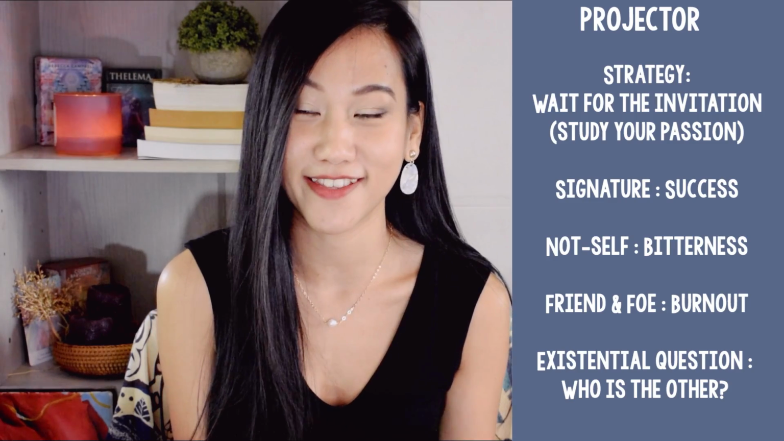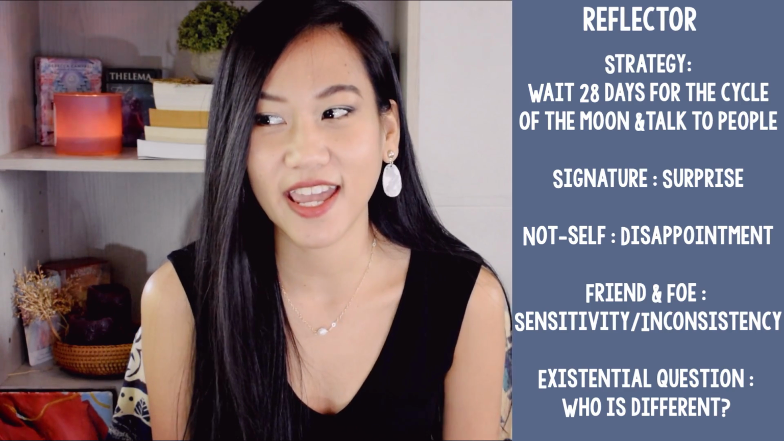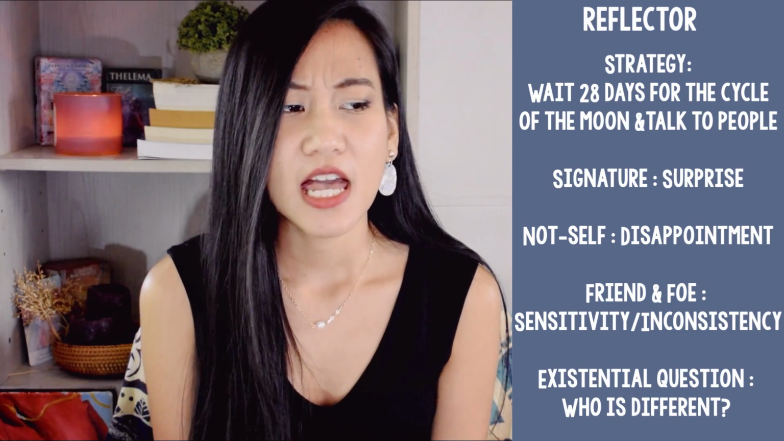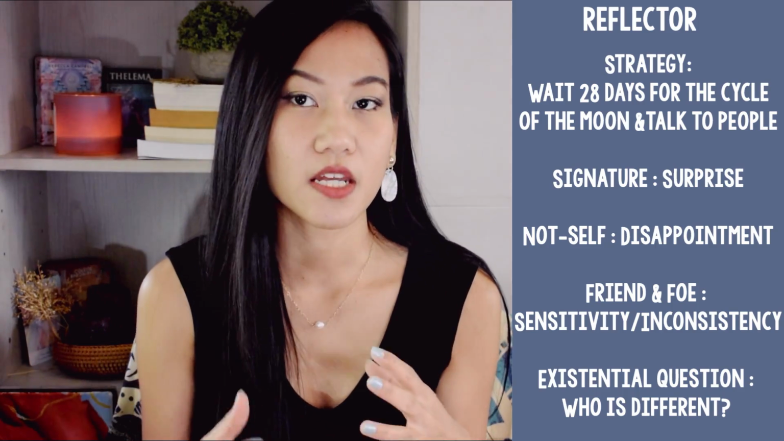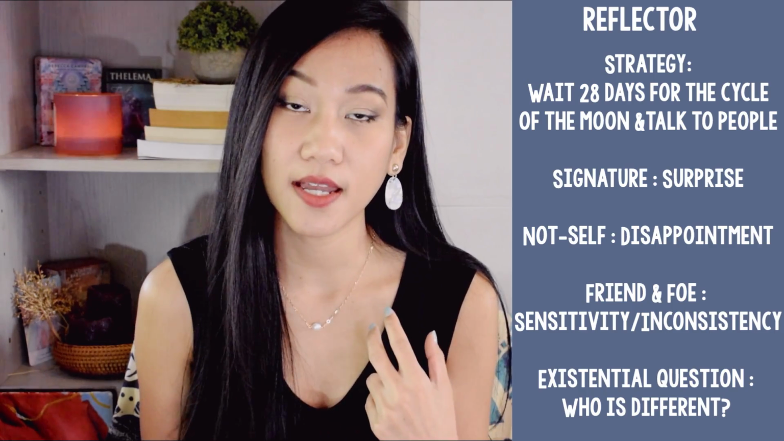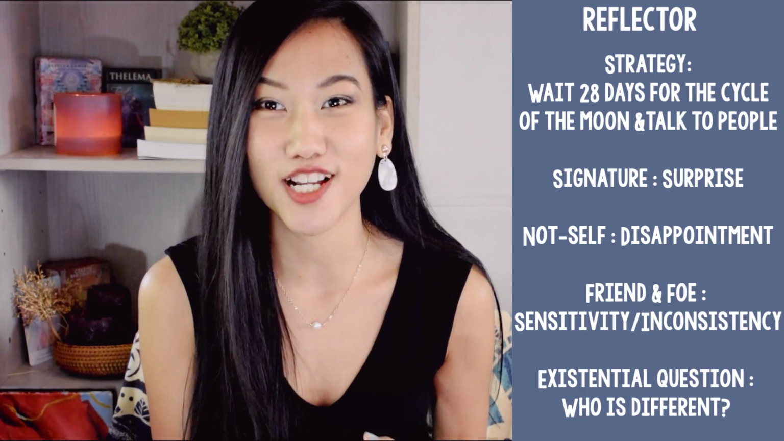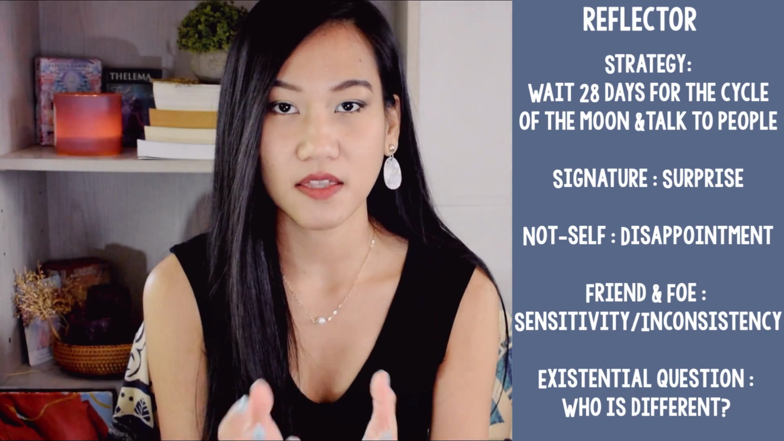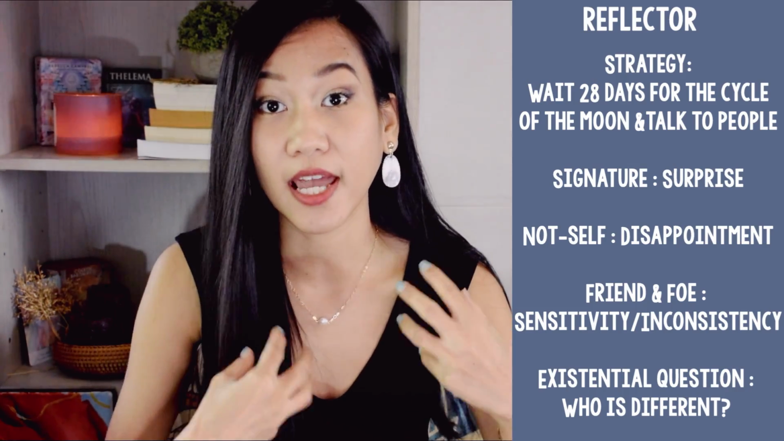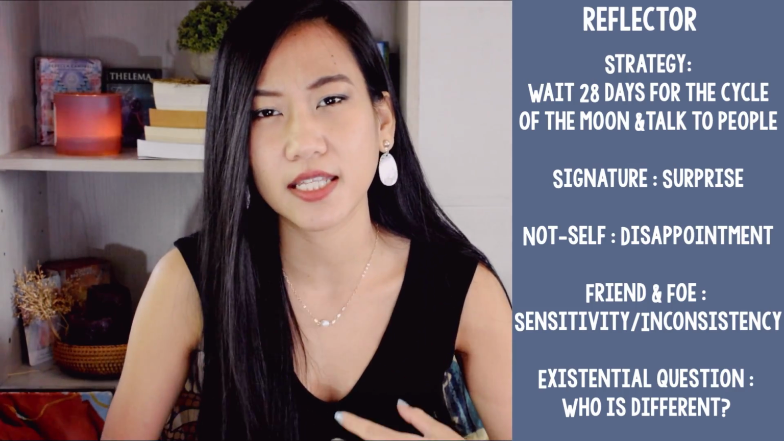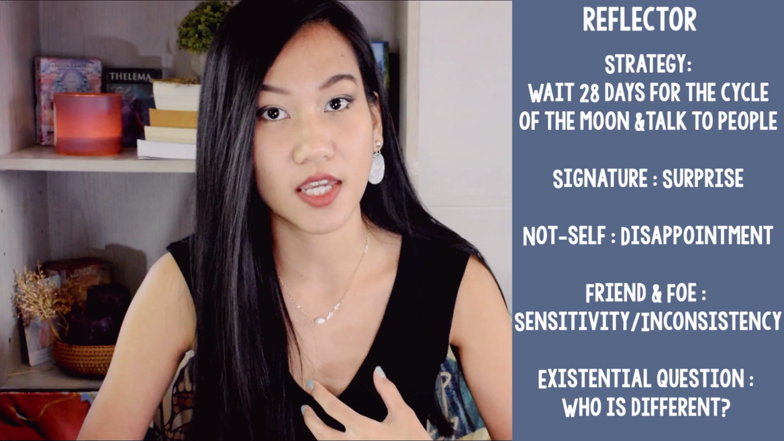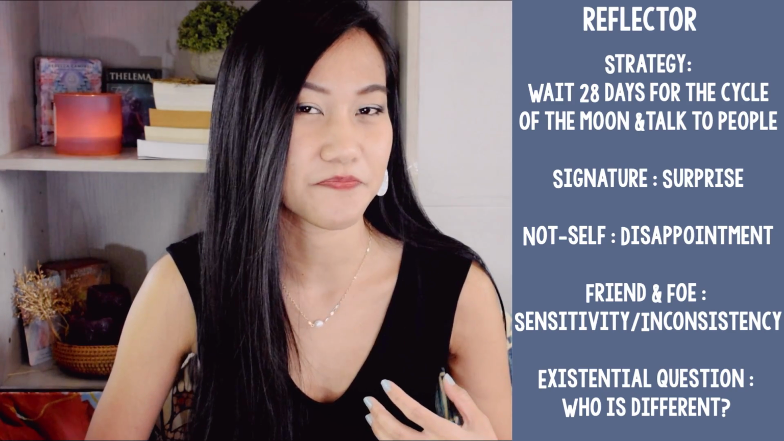Reflectors. So the reflector strategy is to wait 28 days for the cycle of the moon to pass, and while you're waiting, talk to the people around you. The reason for this, kind of like in astrology, is that the different gates represent different zodiac signs, right? From my first video when I talked about human design. So this means that as the month passes, the planets and the moon are moving through different gates in the body and highlighting different channels, which means it's highlighting different centers in the body of the human design body graph.